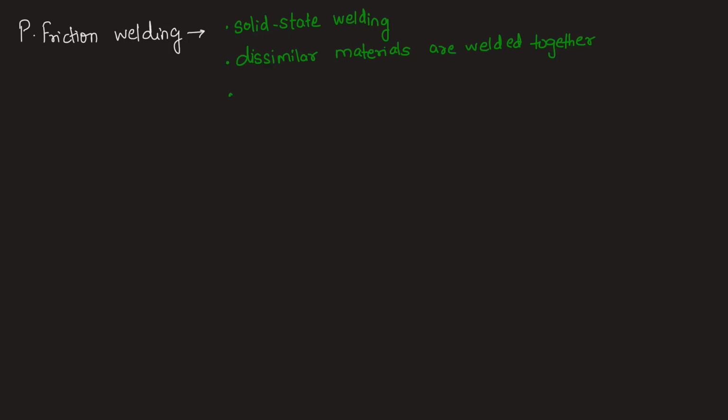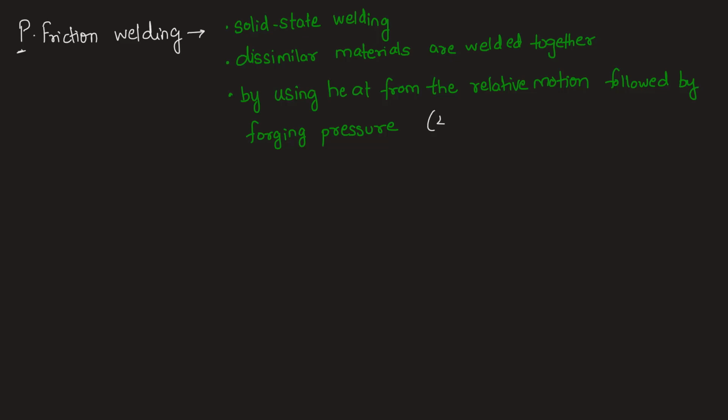P, which is given to be friction welding. Friction welding is a solid state welding, and here two dissimilar materials or metals are being welded together, and this is done by using the heat from the relative motion between the two dissimilar materials. After the desired temperature is achieved, the motion is stopped and it is followed by applying a forging pressure on the two materials. So we can state that it uses the heat from the relative motion followed by the forging pressure. Therefore, as per the given things, P, friction welding, is matched by number 4, which is joining two cylindrical dissimilar materials.